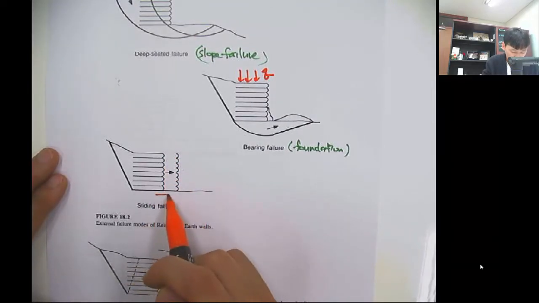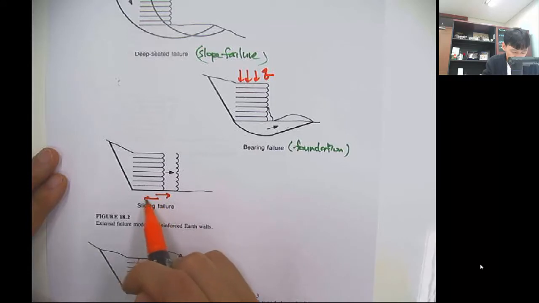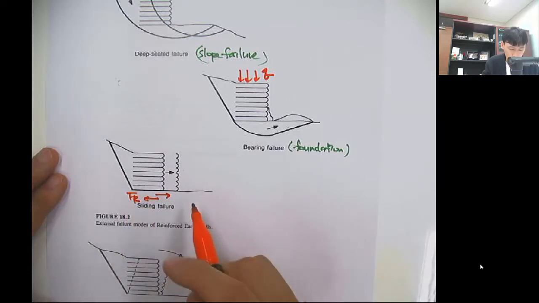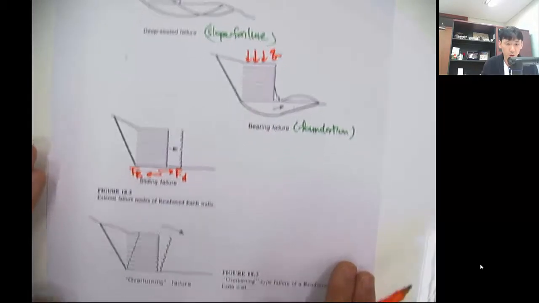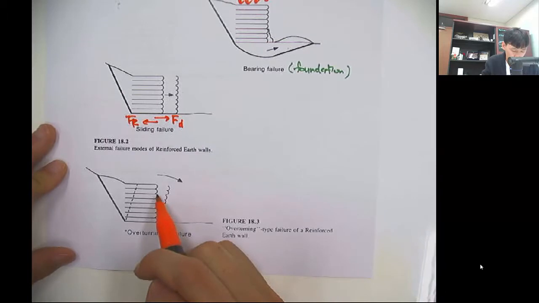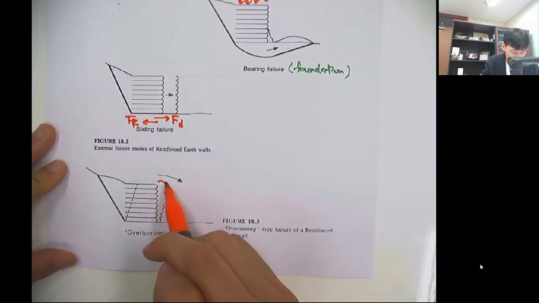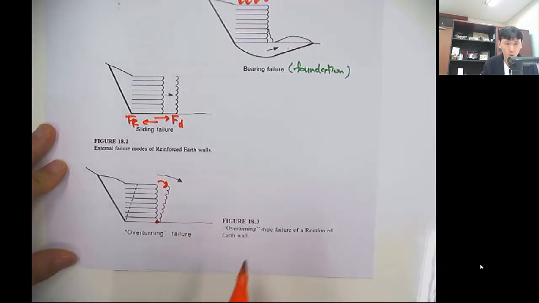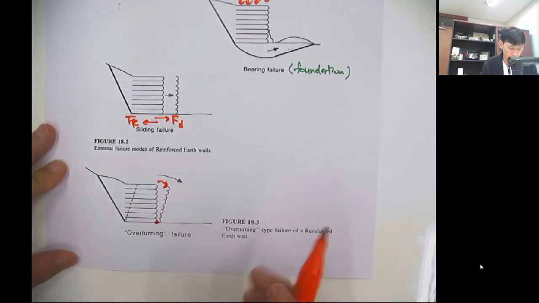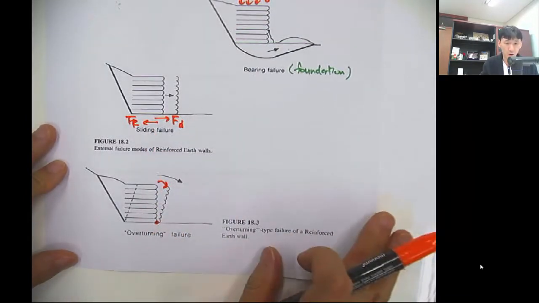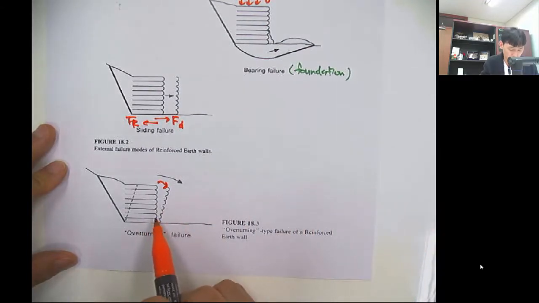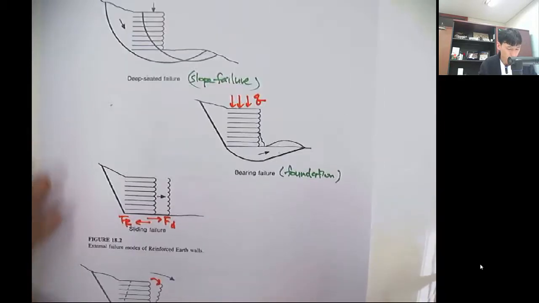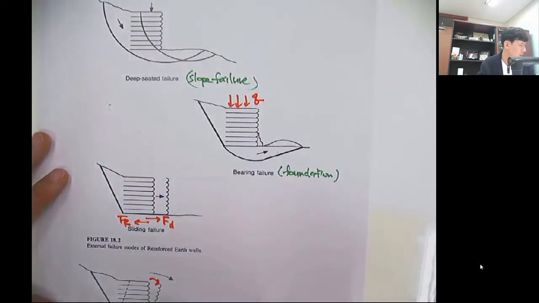So you have a sliding, and this is the frictional resistance, Fr, and driving force Ft. And the overturning is when the wall is moving this direction with the toe fixed. So you can check both sliding and overturning by examining the moment here. And each failure will have different factor of safety criteria.